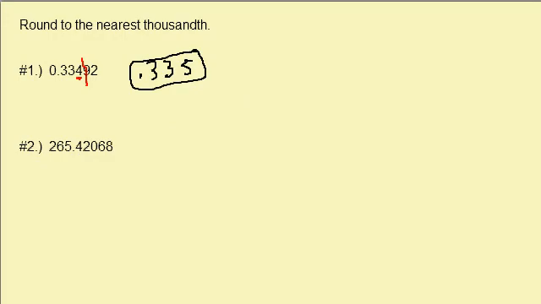Let's look at this one, rounding to the thousandths. Tenths, hundredths, thousandths. So there's the thousandths place, the 0. Well, we draw a line between the 0 and 6, and the 0 is in the thousandths place. So we look to the right, and that's a 6. So that rounds up. So the 0 will round up to a 1. So that would be 265.421. And there's our answer.